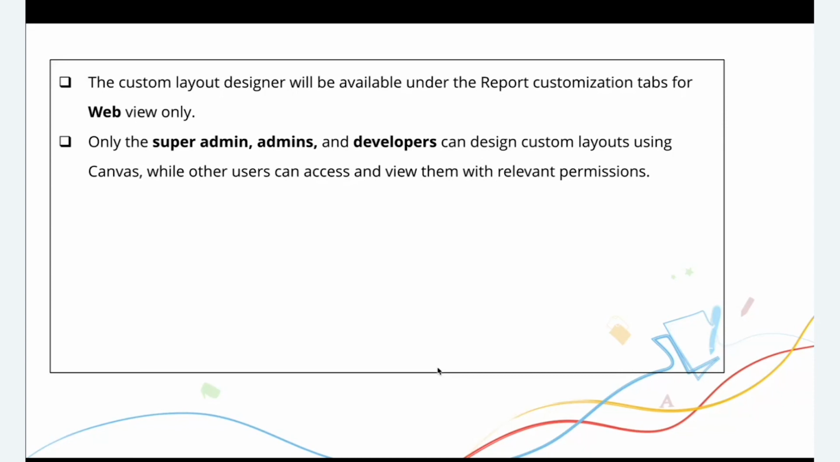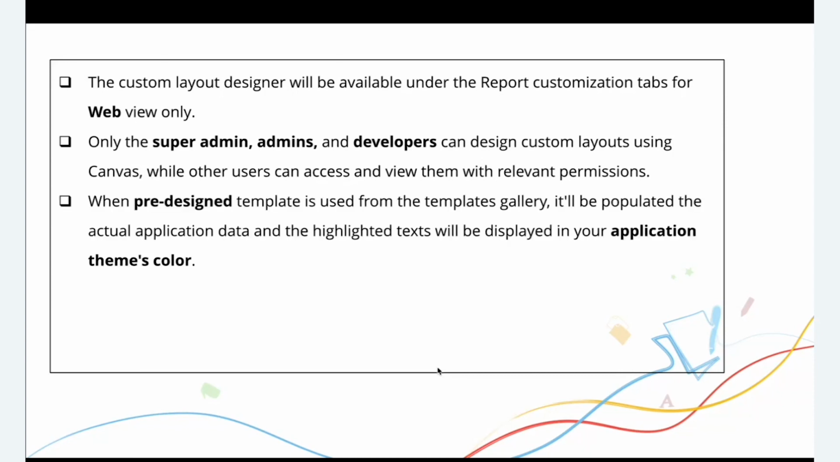And next, as I showed you in the pre-designed templates, when you use those predefined templates, you can see the form fields getting automatically matched with the fields that you have in your application. Also, the important text like phone number and email address that are highlighted will get the application's theme color, as I showed in the demonstration. Please keep this in mind before using your predefined templates.